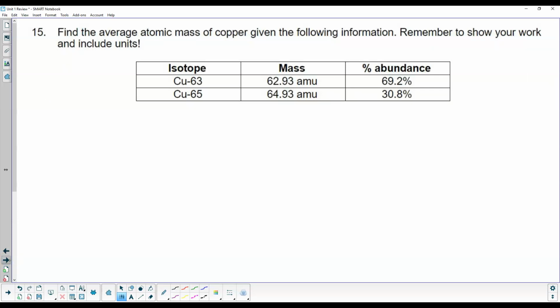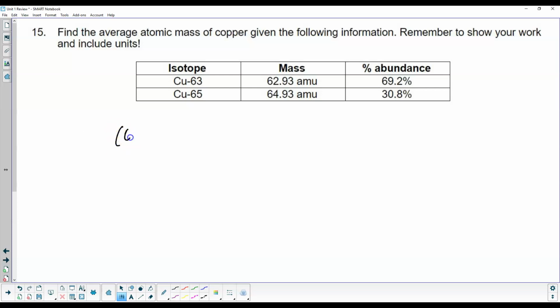Average atomic mass. All right, we just did the formula where you do the individual masses, the isotopes, times their abundance. That'll give it to you. The only way you can screw this up is you forget to move the decimal place. When you're multiplying percents, you must move the decimal place 2 places to the left.